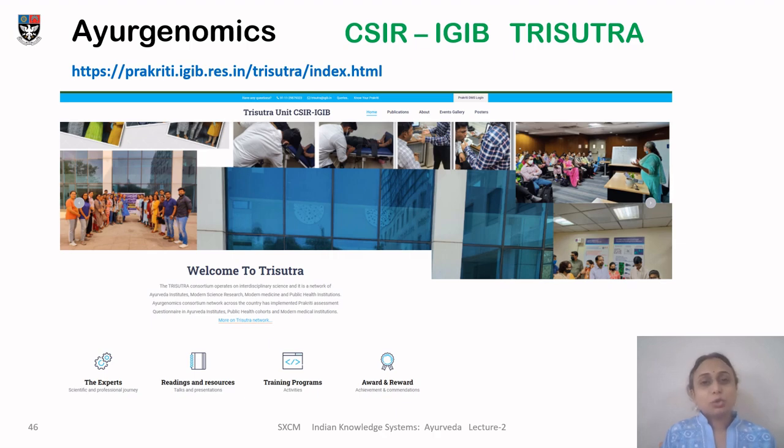Other than IIT Jodhpur, the CSIR IGIB Institute in New Delhi has a unit called the Trisutra unit that coordinates Ayurgenomics efforts throughout the country. It connects researchers, colleges, modern medicine colleges, Ayush colleges to conduct collaborative research in the area of Ayurgenomics. I will request all of you to visit the website and find out more about this Government of India funded initiative.